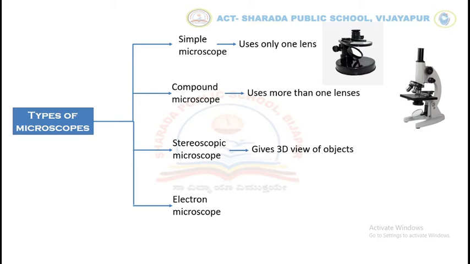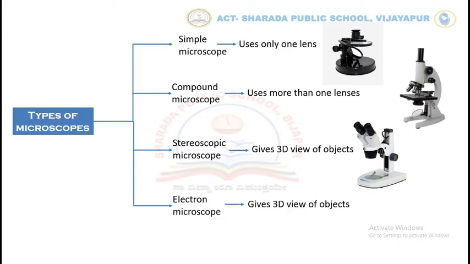The stereoscopic microscope gives a 3D view of objects. Notice how there are 2 eyepieces in such microscopes. The electron microscope gives a 3D view of the objects. However, it displays the image on a computer screen. Minute viruses like the COVID-19 virus can be viewed with the help of an electron microscope.